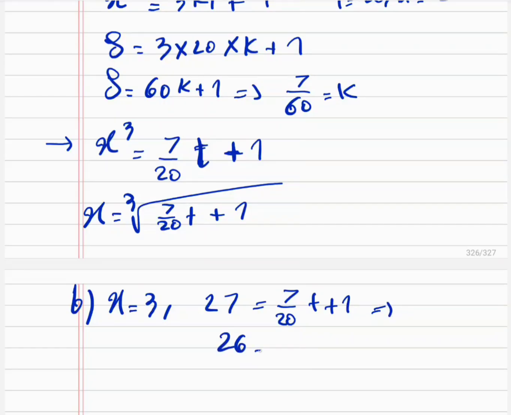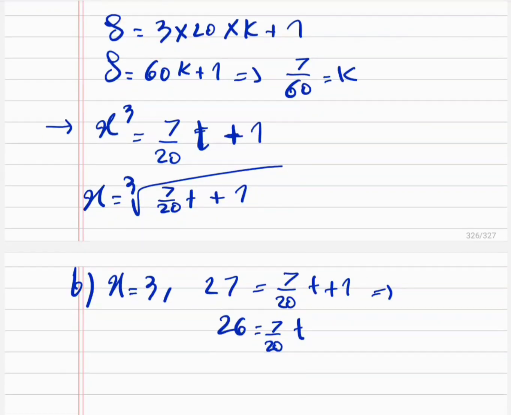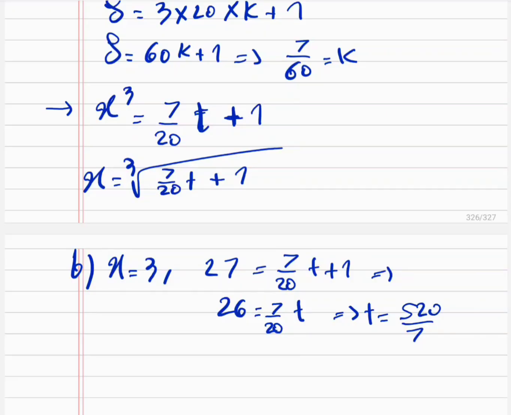So that is 26 is equal to 7 over 20 t. Now we multiply both sides by 20 and divide by 7. That gives us 520 over 7, which is roughly 74.3. So that's definitely more than 74 days, but not a full 75 days. In this case, we can say it rounds roughly to 75.